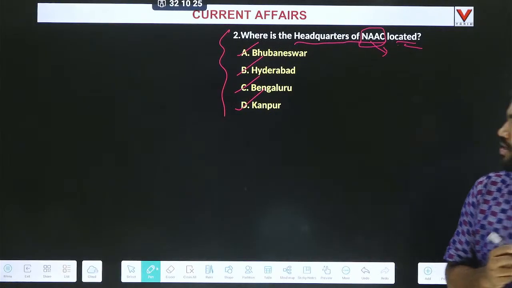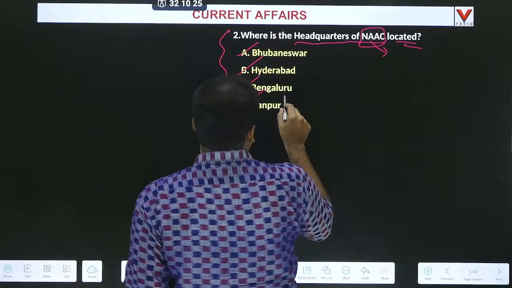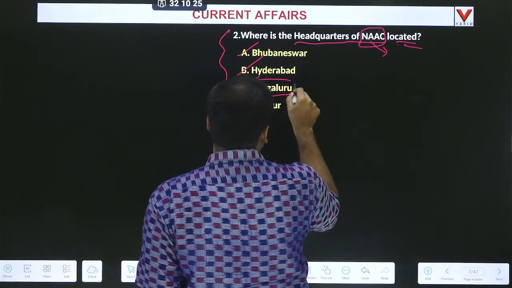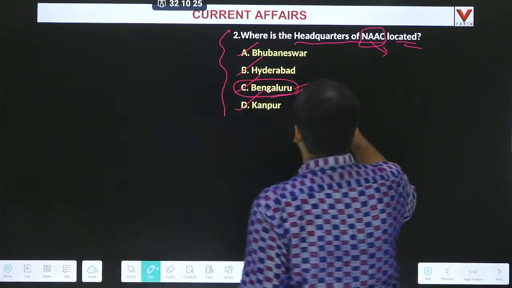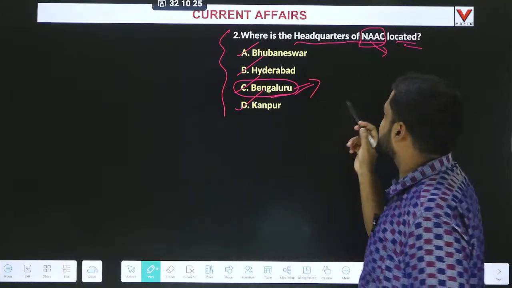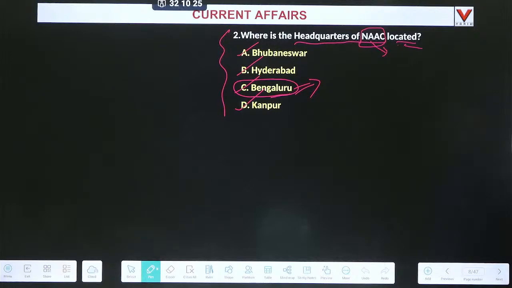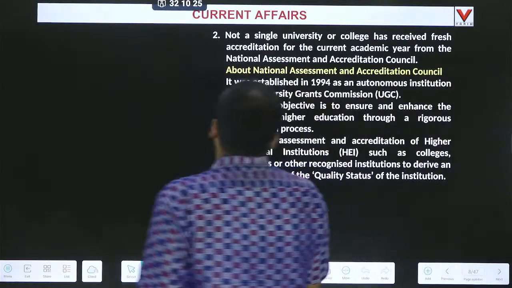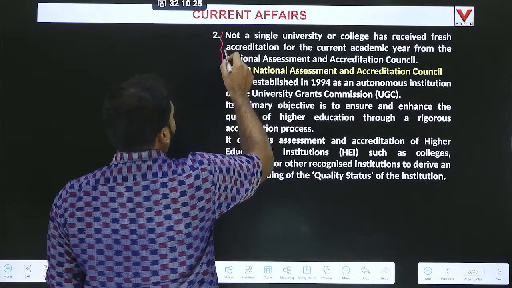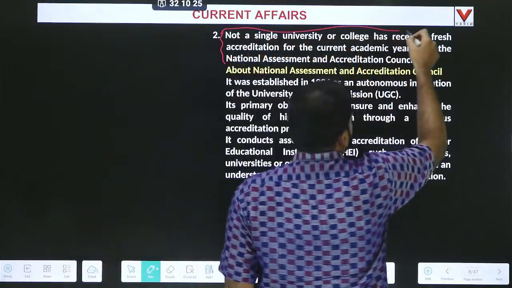Shall we discuss? The answer is option C, Bengaluru. Bengaluru houses the headquarters of NAC. Let's see about the details. Why is NAC in the news? This is the important point.